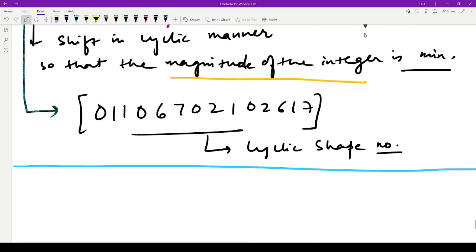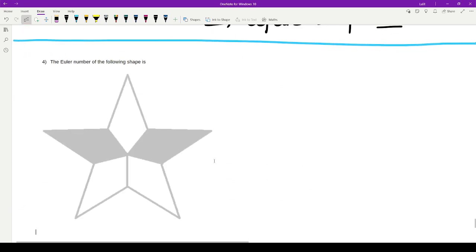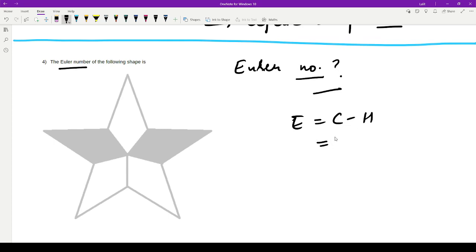So I skipped this part during the initial discussion, but we can go to the details now. You have to find the Euler number of the following shape. What is Euler number? Okay. E is C minus H, which is fine, or something else, V minus Q plus F, things like that. But why do we need Euler number?